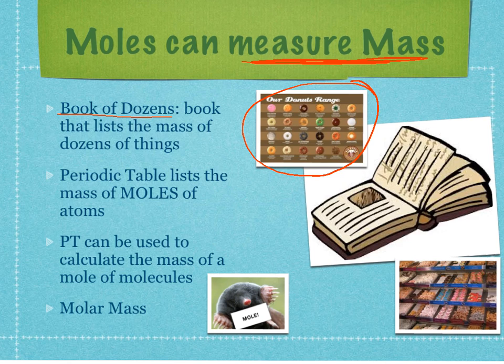We can see that there's a problem right away with this book of dozens. Look at all the different kinds of donuts. When we say a dozen donuts, are we talking about cream-filled, vanilla frosted, powdered sugar? And certainly they're not all going to weigh the same. So this idea of being able to know how much a dozen items weighs is kind of silly. However, when it comes to atoms and molecules, those things are so similar that counting them by their mass actually makes sense.